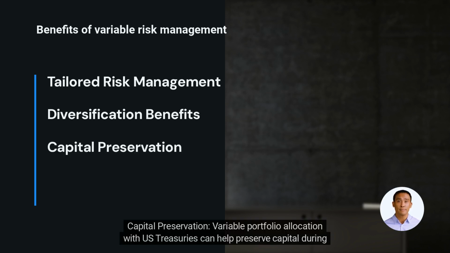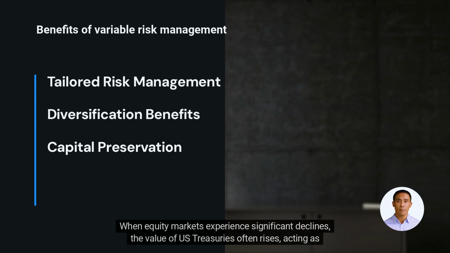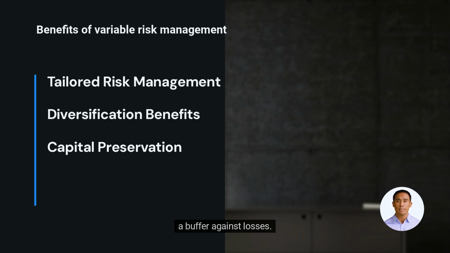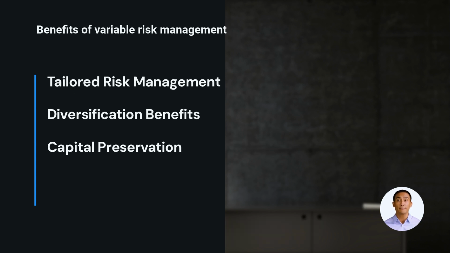Capital preservation. Variable portfolio allocation with US Treasuries can help preserve capital during market downturns. When equity markets experience significant declines, the value of US Treasuries often rises, acting as a buffer against losses. This preservation of capital can offer a sense of security to investors during turbulent times.